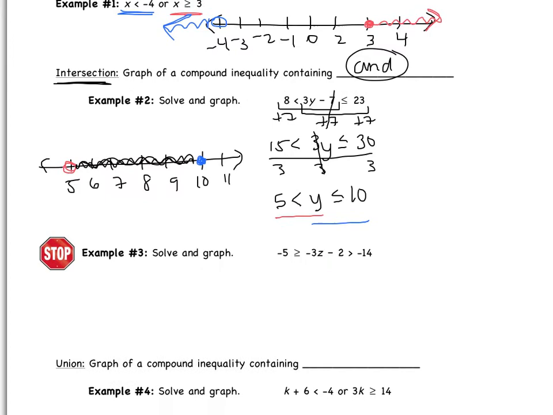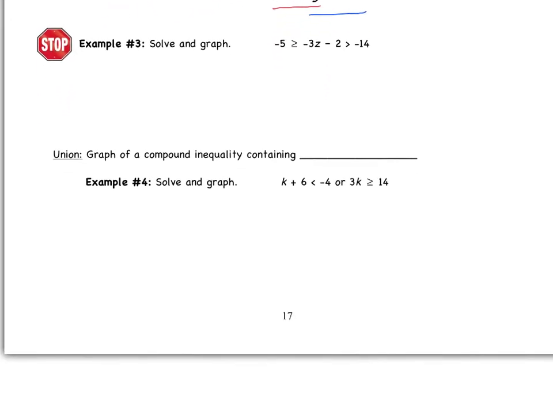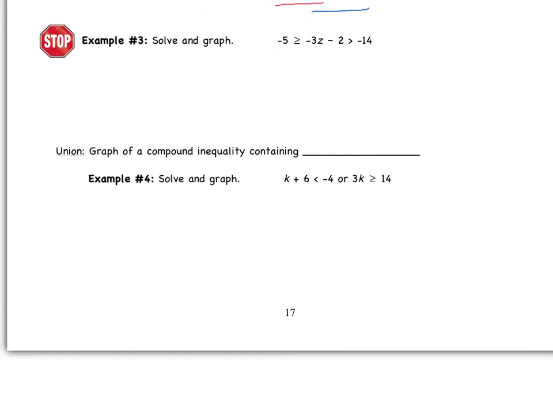Okay, so moving on. Example 3 is another one like that. Right now, I need you to stop the video, and I need you to solve this inequality, and then graph it, please. When you come back, I will show you the answer, but not the work. Please be careful in that you have this -3. Remember that anytime you multiply or divide by a negative number, you have to flip the inequality. In this case, you're going to have to flip both inequalities, just when multiplying or dividing. Okay, pause the video now, please.